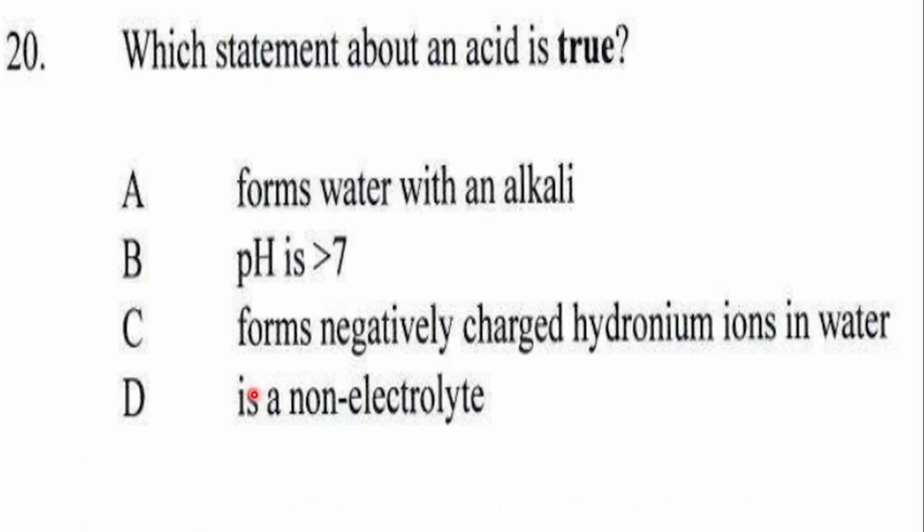So move on to question number 20, and it says, which statement about an acid is true? Is it that it forms water with an alkali? Is that its pH is greater than 7? Or is it that it forms negatively charged hydronium ions in water? Or is it that it is a non-electrolyte? So which statement is true about an acid? It forms water with an alkali. Its pH is greater than 7. Is it true that it forms negatively charged hydronium ions in water? Or is it true that it is a non-electrolyte?